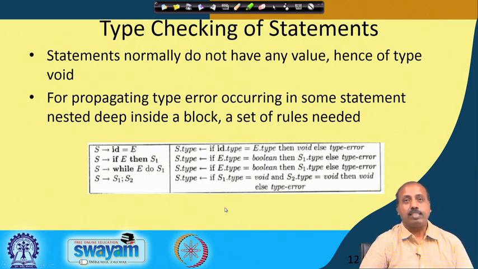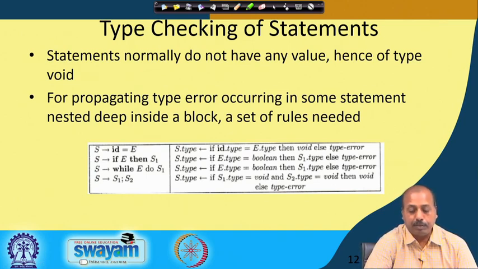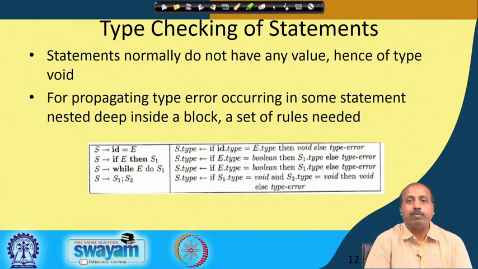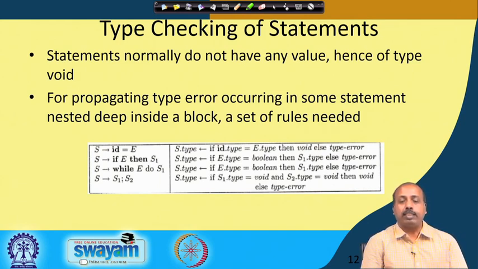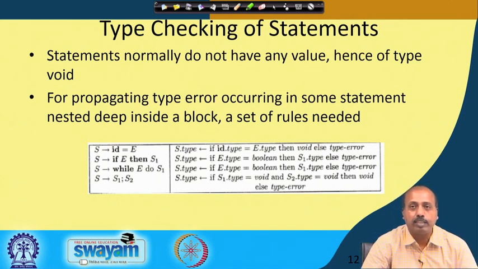Then for the statements, I said previously that statements also can have some type. Statements normally do not have any value, hence their type is void. However, if there is a type error in some statement nested deep inside a block, a set of rules is needed, because if there is a type error inside a block, then there is no point trying to generate code for the remaining part of the program. So that entire block can be marked as having a type error.